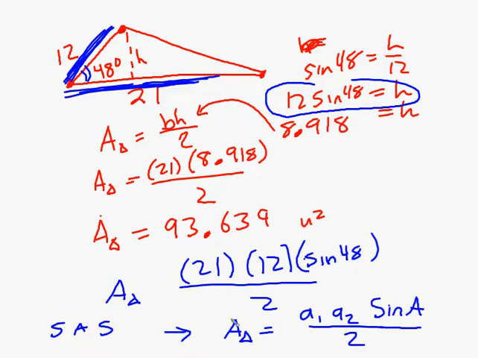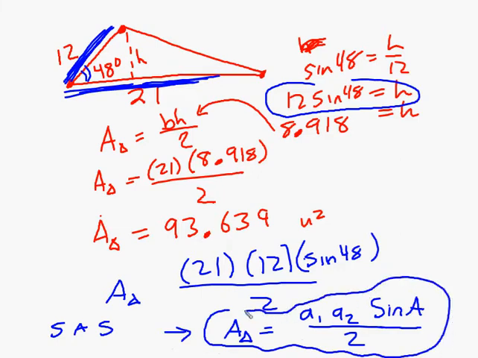Now, knowing this is especially helpful if, see, this is our side, and this is the angle between them. This is especially helpful if you have an obtuse triangle. So let's take a look at an obtuse triangle.